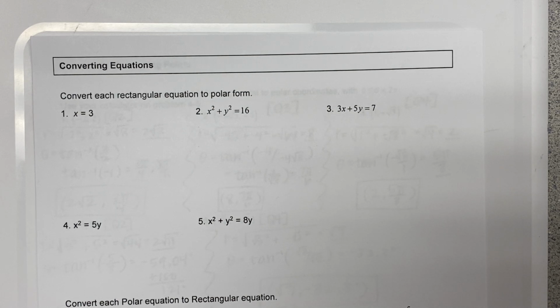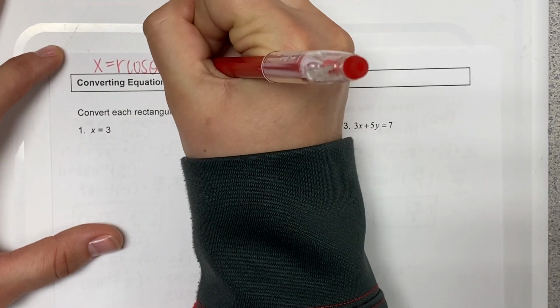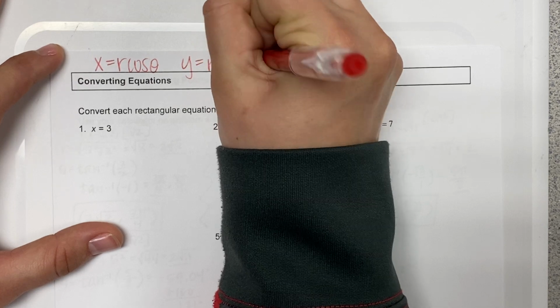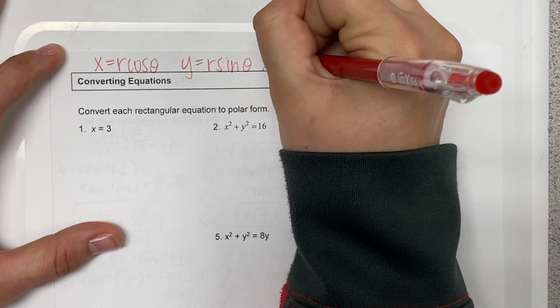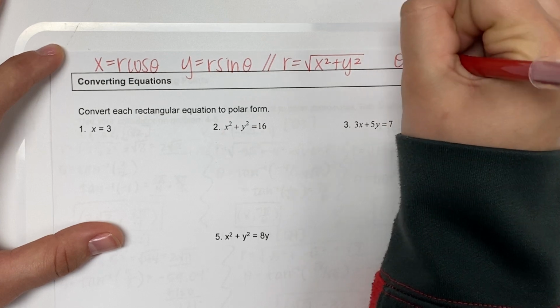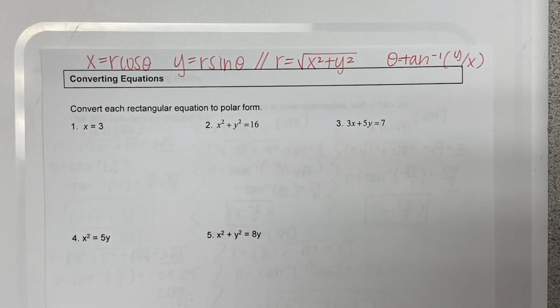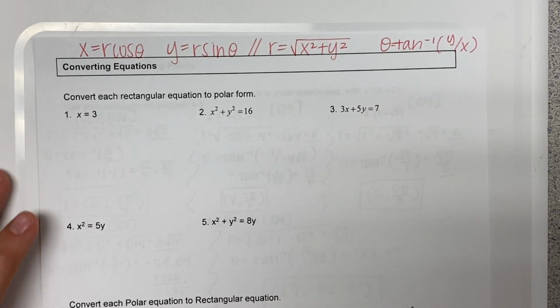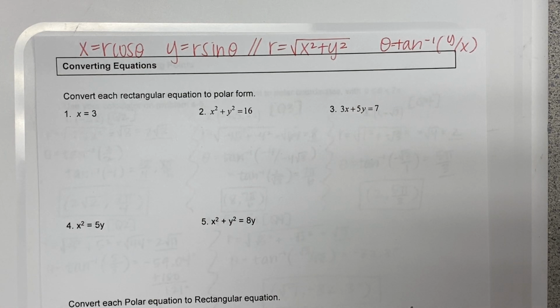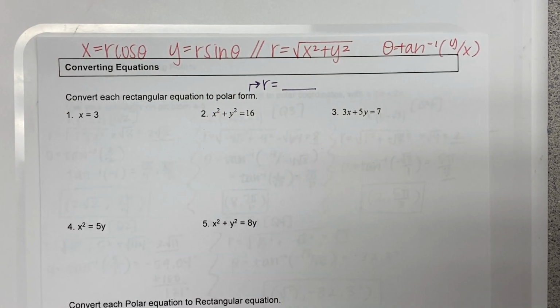For this, we need to remember our formulas. So x is r cosine theta, y is r sine theta, and then the other way, r is the square root of x squared plus y squared, and theta is the tangent inverse of y over x. Whenever we are going to convert from rectangular to polar, right now all of these equations have x and y, but I want them to have r and theta. Whenever you're getting a polar form, you have to get it in the notation r equals something. That's going to be the goal.